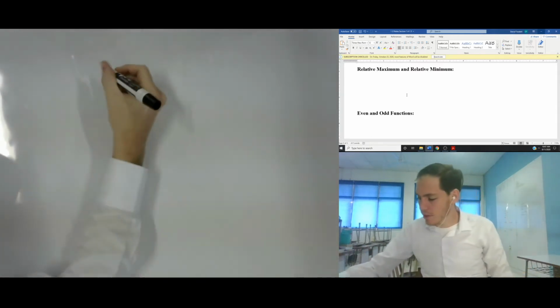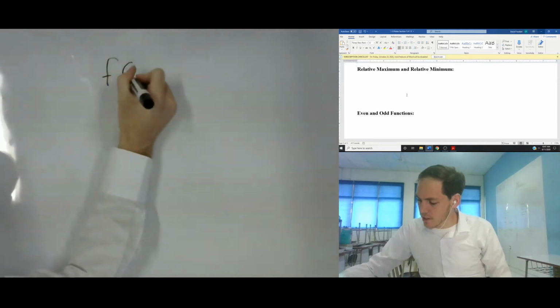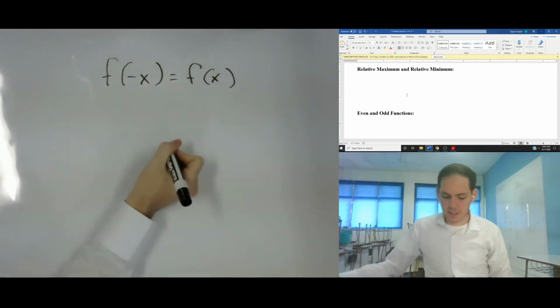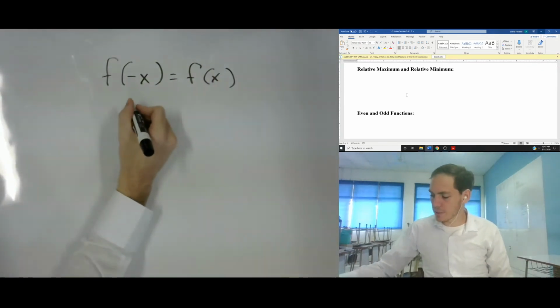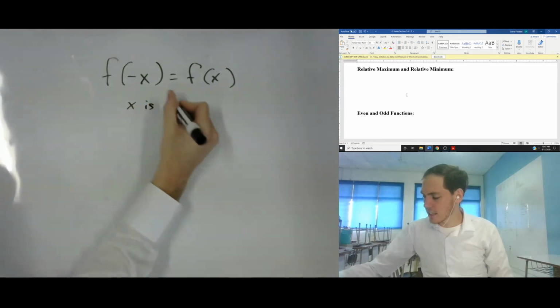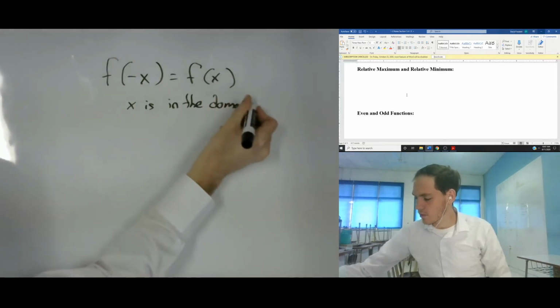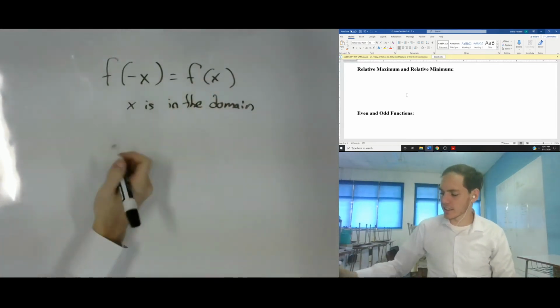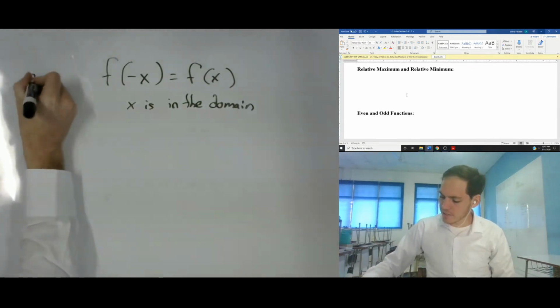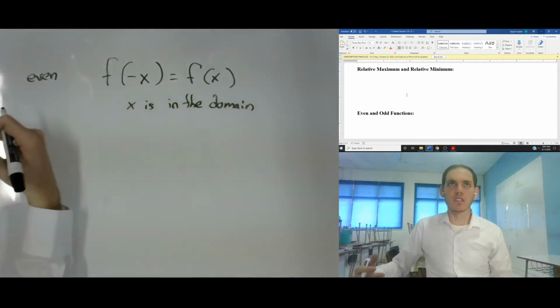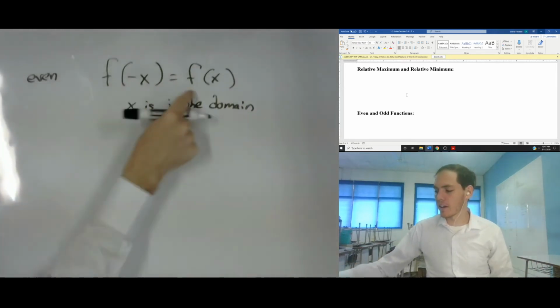Even and odd functions. So even and odd functions are crucial. Even functions, okay? If you plug in a negative for the x, it's going to equal what you get if you plugged in a positive for the x, especially if x is in the domain. This is the rule, okay? If x is in the domain, if you plug in a negative, you'll get the same as a positive. So this is even. Think of even as it's always going to be a multiple of 2, so it's a pair. They're a pair of answers.